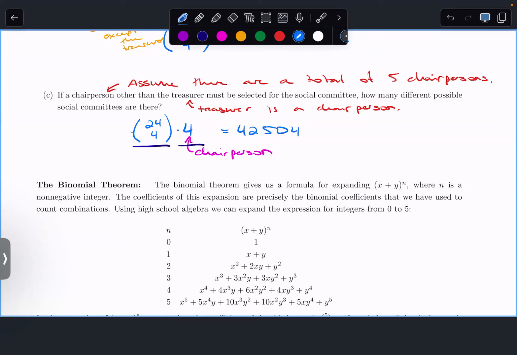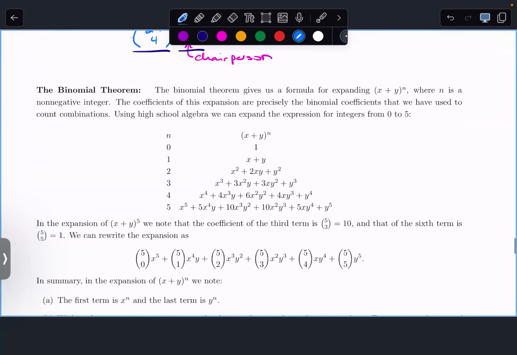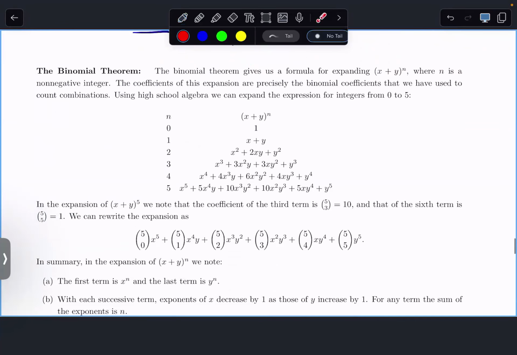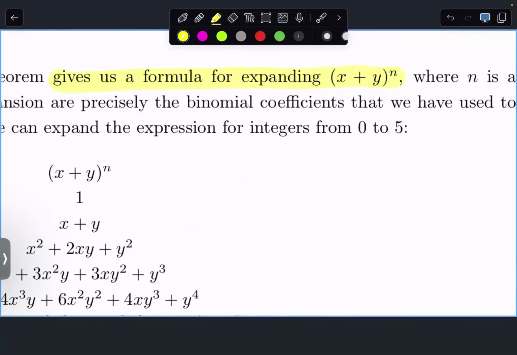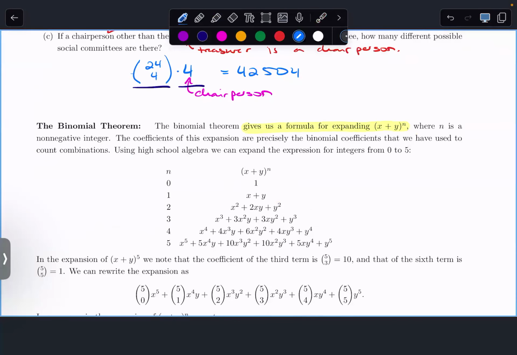I'd say the best little tidbit of this section, including the choose function, is the binomial theorem. The binomial theorem gives us a formula for expanding anything of the form (x + y) to the power of n. You might remember that (x + y) squared is (x + y) times (x + y). You have to feed the chickens, right?